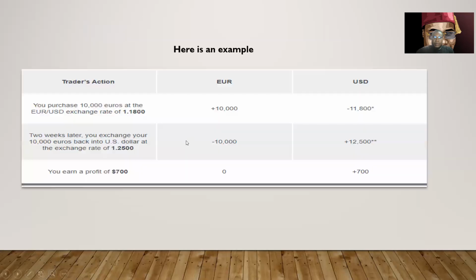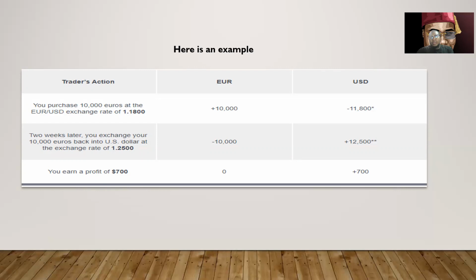So let's move on. Here is an example of how you make money. Say you purchase 10,000 euros against USD at the exchange rate of 1.1800. So you are plus 10,000 on euro, and you are minus 11,800 on USD. Two weeks later, because you have read the economic news and your technical analysis is in check, you decide, okay, I'm going to buy 10,000 units of euro and hold it for 2 weeks.